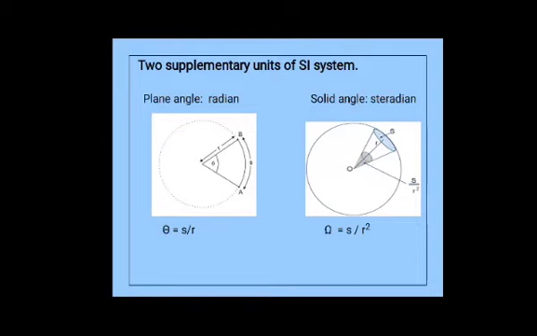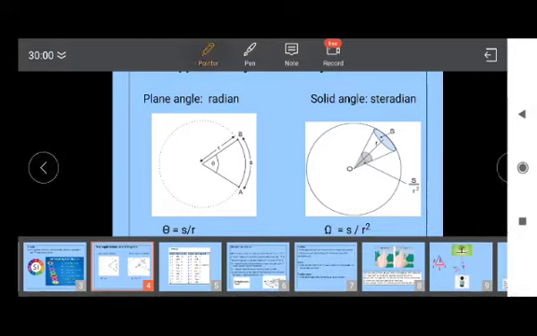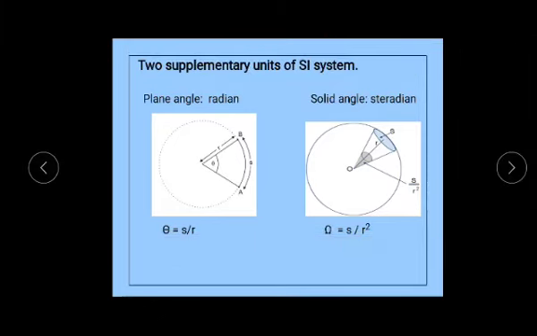With these 7 fundamental quantities, 2 supplementary units are included. One is for plane angle, another one is for solid angle. Plane angle, very simple one. It is like angle between two lines, you can say, which we already know. But we used to represent it in terms of degree. But that only now we have to write it in terms of radian in SI system. So SI unit of plane angle is radian.